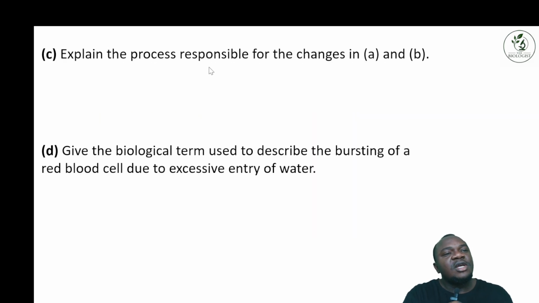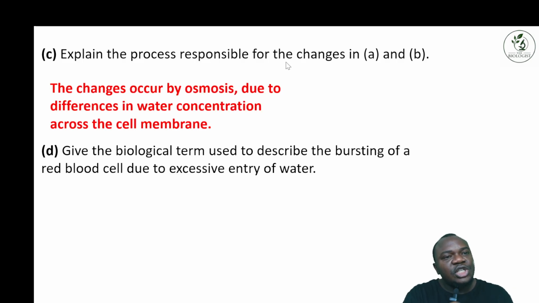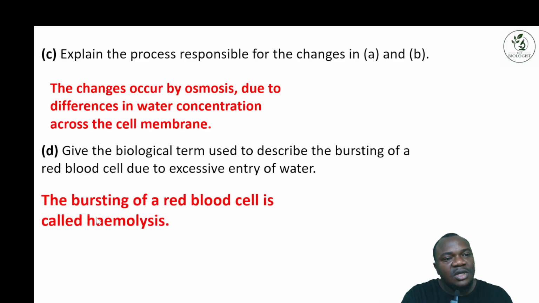Explain the process responsible for the change in A and B. The change occurred by osmosis due to differences in water concentration across the cell membrane. Give the biological term used to describe the bursting of a red blood cell. That is haemolysis.